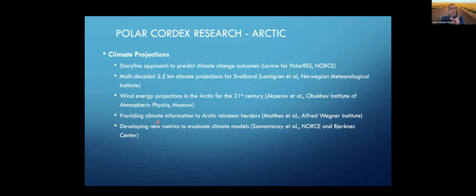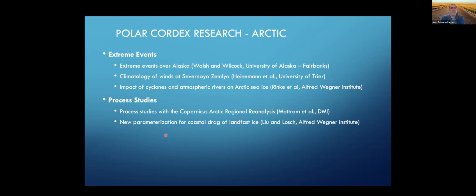One was focused on indigenous communities and providing climate information to Arctic reindeer herders. And then another was talking about developing new metrics to evaluate climate models. And then there were several presentations related to extreme events. One looking at extreme events over Alaska, another looking at winds over Severnaya Zemlya, and then finally a third looking at cyclones and atmospheric rivers and their impacts on Arctic sea ice.